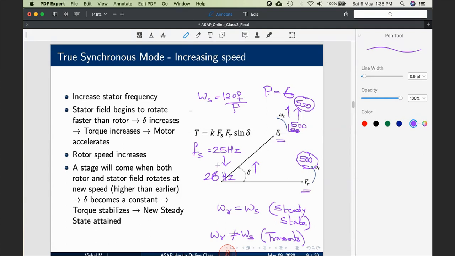Once delta increases, what happens? Torque is proportional to sine delta. As delta increases, torque increases. What happens if the torque of a machine increases? The motor will accelerate. That's how we achieve an increase in speed using true synchronous mode.